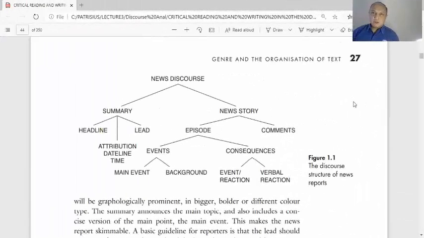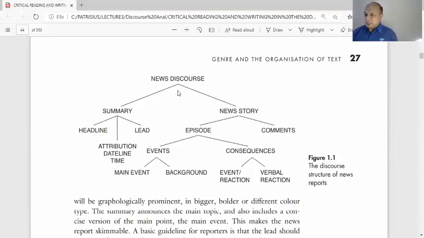Yes, so this is our topic for today. It's news discourse. News can be divided into two major parts. One is a summary. Summary consists of the headline, the title, and lead. Lead is something that follows the headline and it summarizes the content of the news. And then you have the attribution, the deadline, time. I think you are familiar with this.